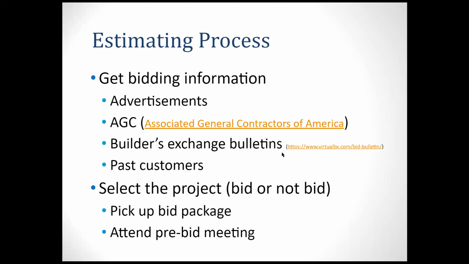So how do you get the bidding information? The bidding information means as a contractor, you are going to find potential opportunities available on the market, and then you are able to submit your bid to win and be awarded the project, right? You can look for investments, you can look at agency websites, and some builders may exchange blueprints, and also you have your past customers, right?